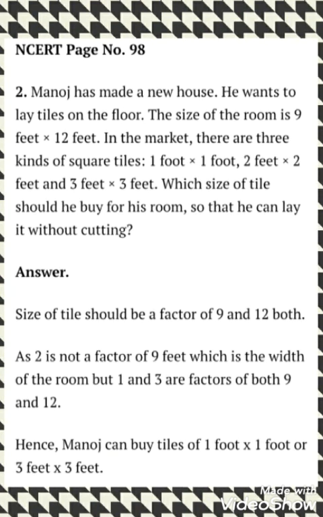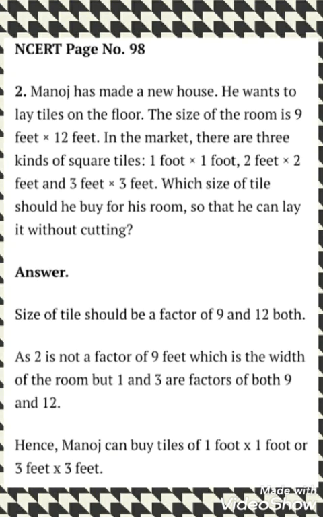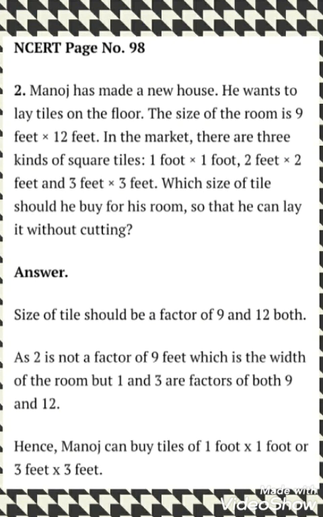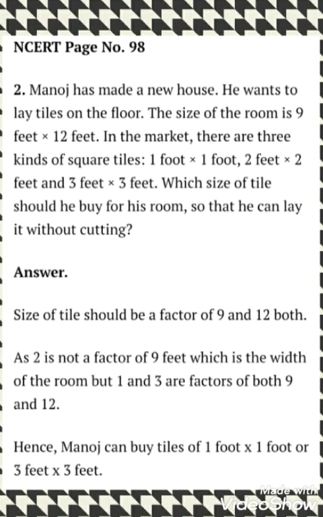Now the question is, the size of the room is given, that is 9 into 12, and there are 3 types of tiles. Now he wants to bring the correct size of the tile. There are available in the market 1 into 1, 2 into 2 and 3 into 3 feet tiles. Now which size of tile would he have to buy so that it fits in the room perfectly? Answer: the size of the tile should be a factor of 9 and 12 both.